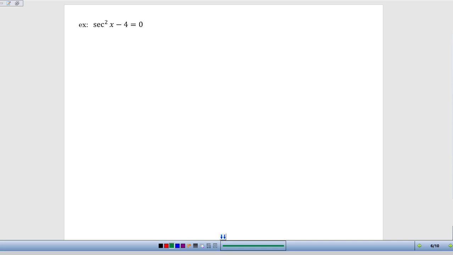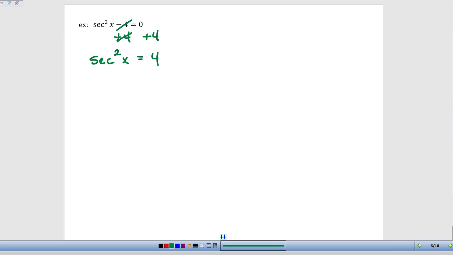But the first thing we're going to do is approach it like we did some of the others, where we're going to isolate the trig piece as our first goal. So in this case, I'm going to add 4 to both sides, so pretty easy there. So now we've got secant squared x equals 4. Now, we're going to have to get rid of that squared in a little bit, but before we do that, let's get ourselves into cosine instead of in secant.